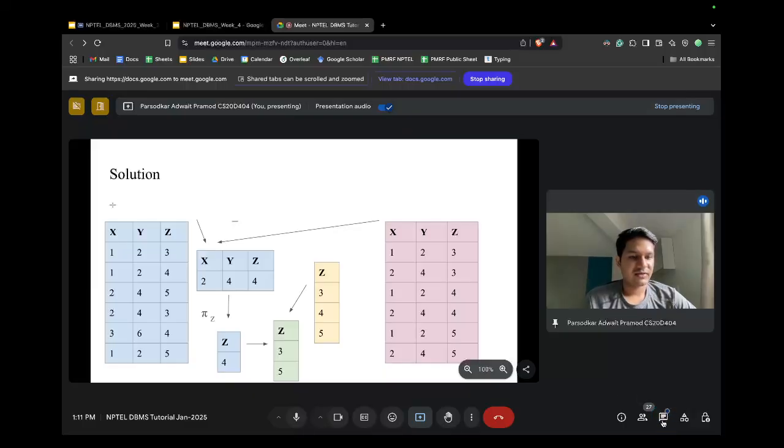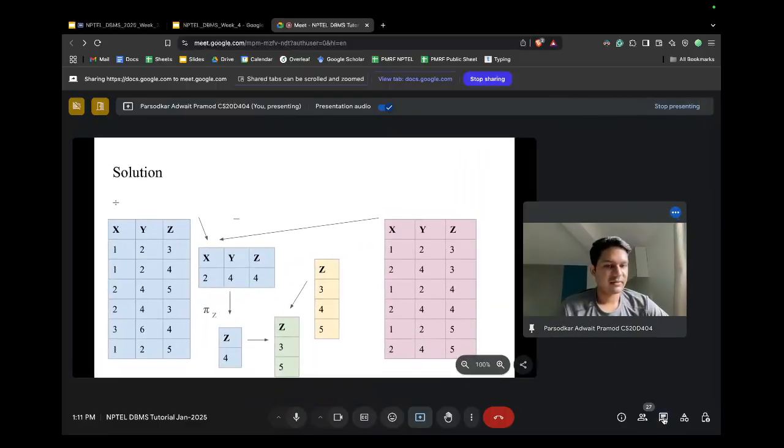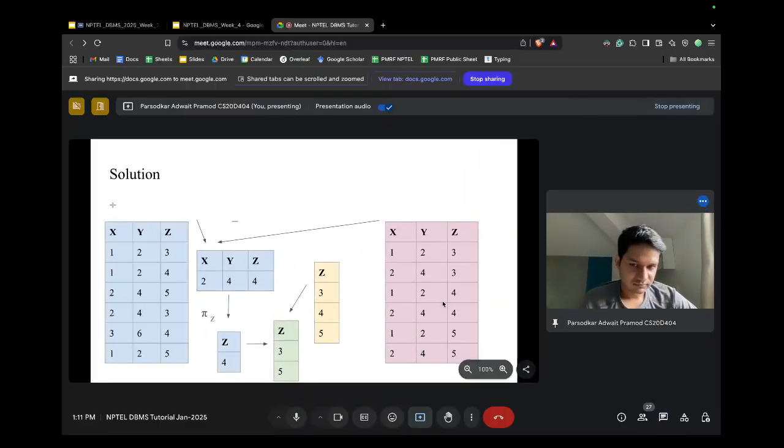So is this clear, or do you want me to repeat this again? I know it is complicated, so it is perfectly fine if you want me to repeat it again.